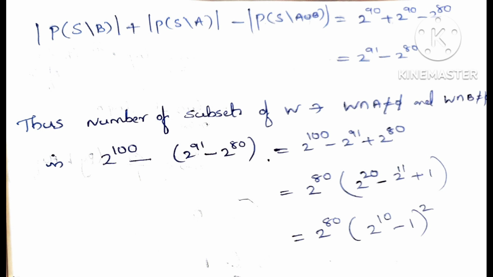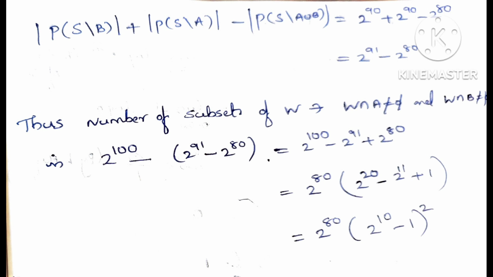Since S minus B contains 90 elements, S minus A contains 90 elements and S minus A union B contains 80 elements, we have that the cardinality of the power set of S minus B plus the cardinality of the power set of S minus A minus the cardinality of the power set of S minus A union B is equal to 2 raised to 90 plus 2 raised to 90 minus 2 raised to 80, which equals 2 raised to 91 minus 2 raised to 80. And then the total number of subsets of S is equal to 2 raised to 100.